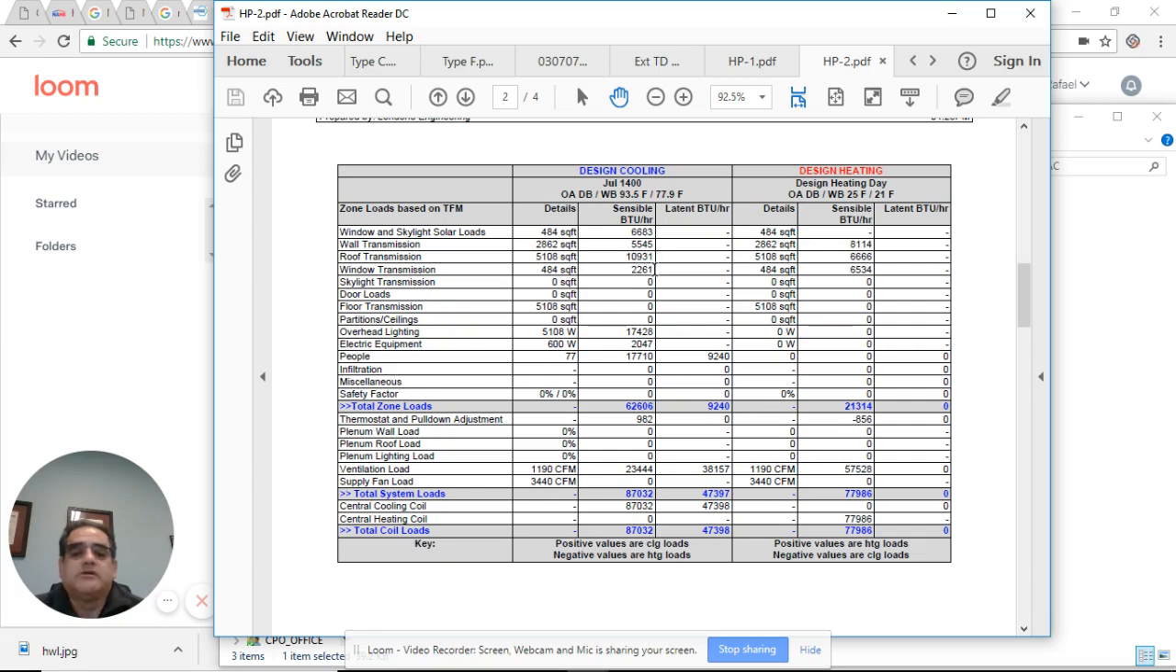Window transmission, there's no skylights. We ignore the doors. There's no floor transmission because we're on above ground, and so we don't gain any heat from the ground. Overhead lighting, it's larger, of course, because we have 1 watt per square foot, so we have 5,108 watts, which converts to 17,000 BTUs of lighting. That's a ton and a half of air conditioning just for the lighting load.